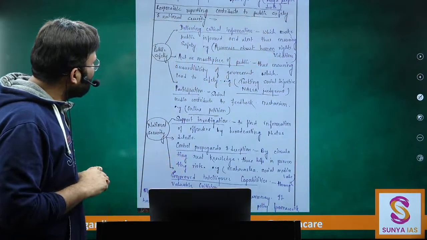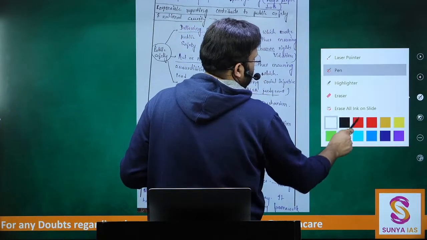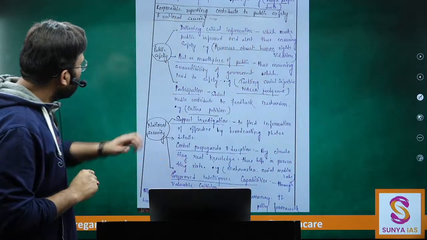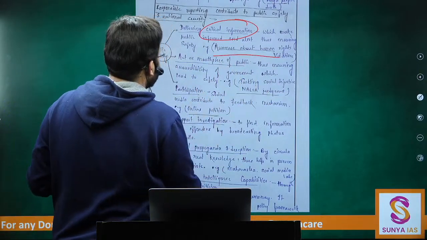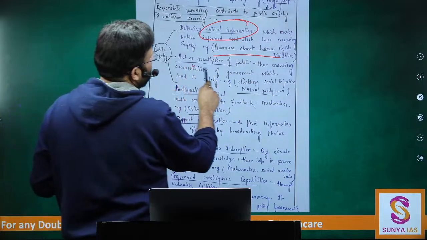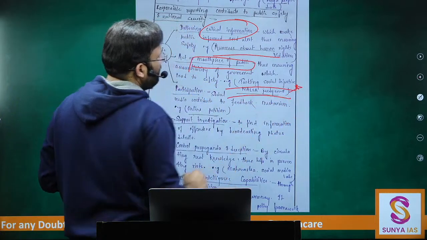Responsible reporting contributes to public safety. How is it leading to that? Let's see this. Public safety, delivering critical information, awareness about human right violations. It acts as a mouthpiece of the public, tackling social injustice, Nalsa judgment.